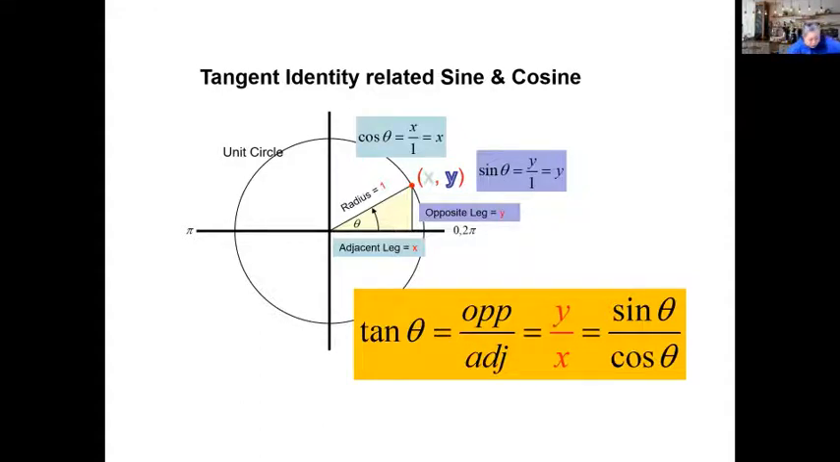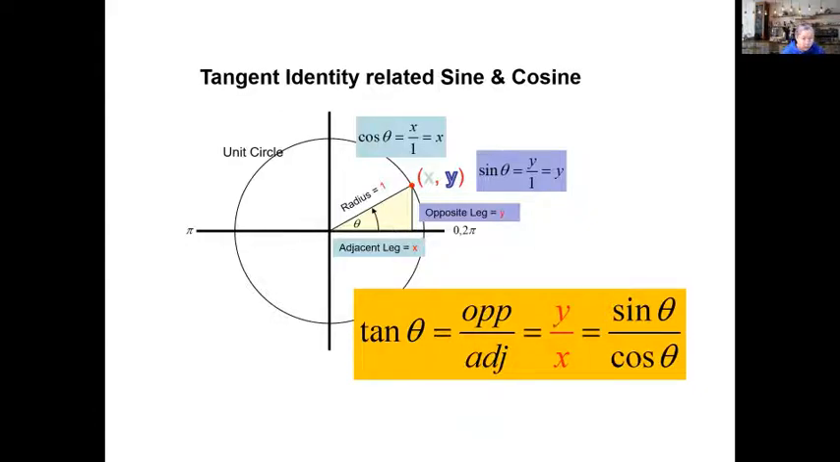And we can utilize all three together, and our conclusion is this. The tangent identity is nothing but the ratio of sine over cosine. Or you can directly get the value from the y-coordinate of the point on the unit circle over the x-coordinate. Okay, any questions?